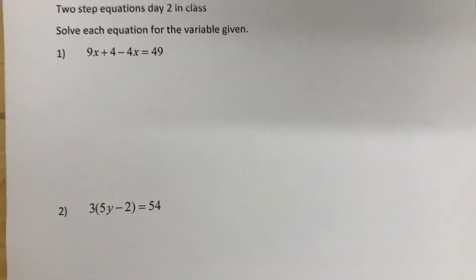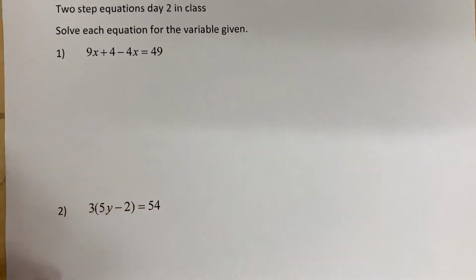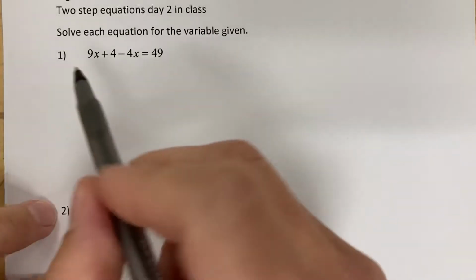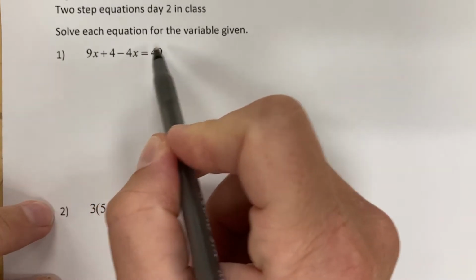All right, these are some examples of the work that you're going to be doing today. Sorry I couldn't be with you, but let me walk you through an example of each one that'll help you with the worksheet here. So for this first one, we have 9x plus 4 minus 4x equals 49.